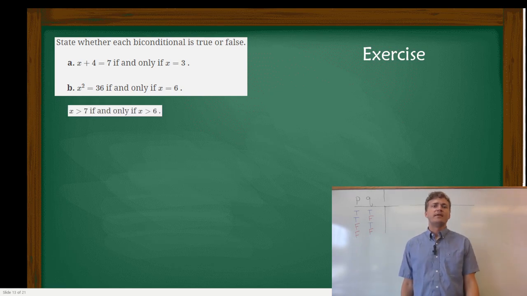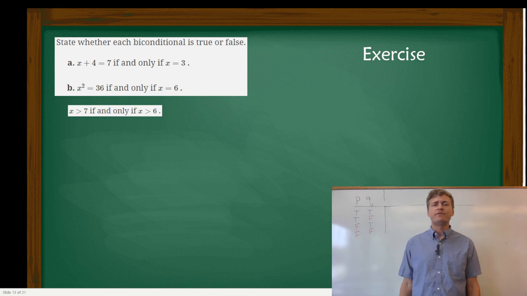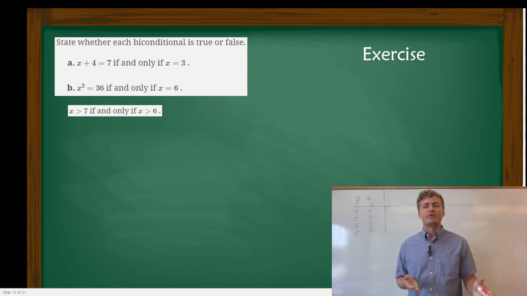Determine whether the biconditional statement is true or false. X is greater than 7 if and only if x is greater than 6. We'll read that from left to right and then read it from right to left. If x is greater than 7, then x is greater than 6. Well, that's true. Every number greater than 7 will be greater than 6. But read it from right to left. If x is greater than 6, then x is greater than 7.